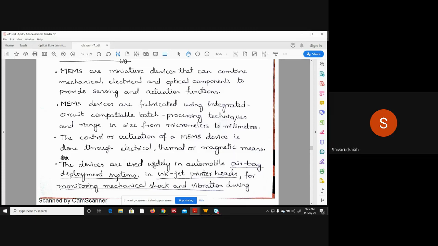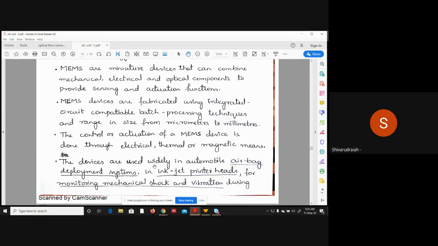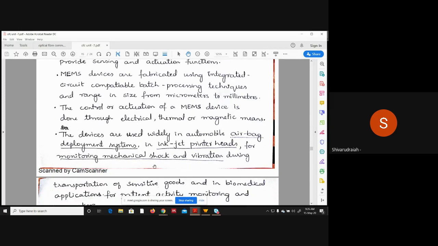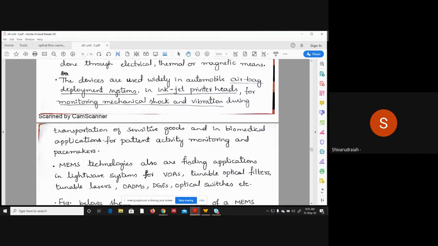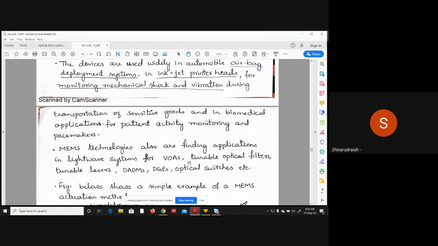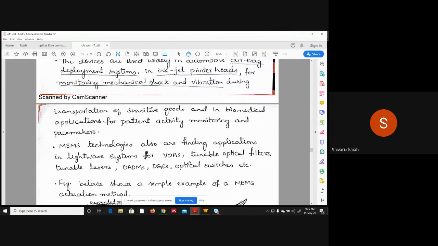And what are the applications of these MEMS based optical devices? These devices are widely used in airbag deployment systems, in inkjet printer heads, in automobiles, and even in medical applications. Okay, so you can find a variety of applications of MEMS technology based devices. You can see here patient activity monitoring and pacemakers. So even in these devices, MEMS based devices are being used.